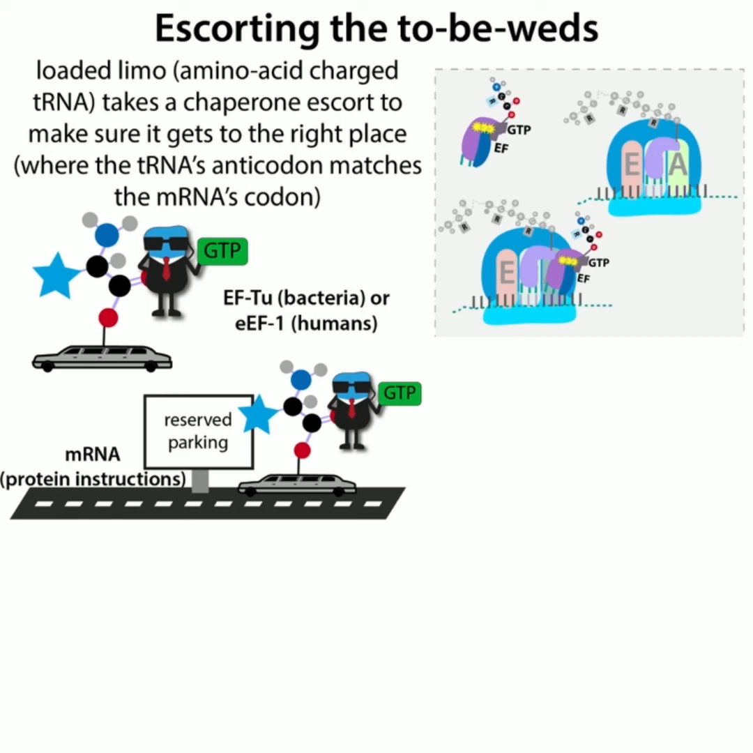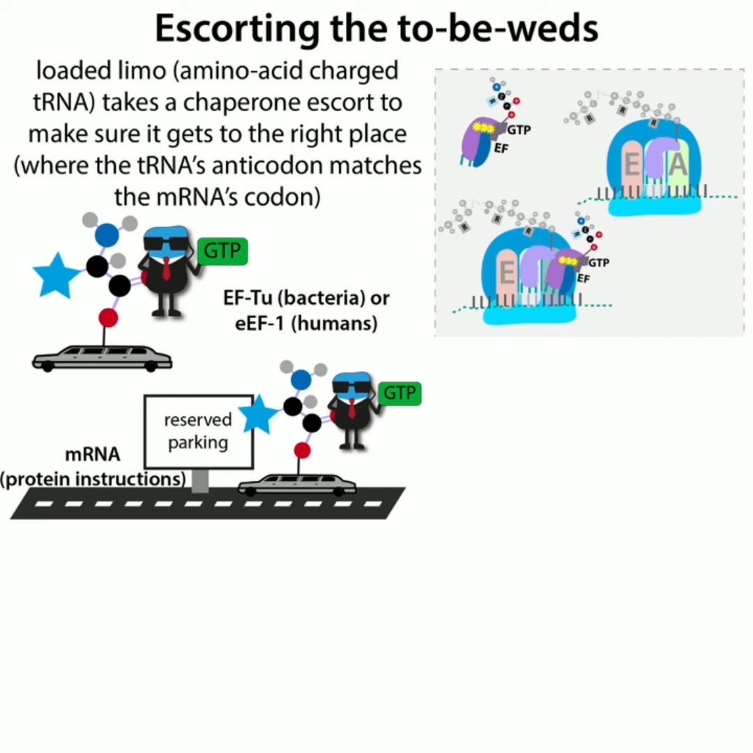So we have that loaded limo, so our amino acid charged tRNA. And in order to get to the ribosome, remember it has that anticodon, which is like its license plate. And the mRNA has these codons, which are like reserved parking spots for that specific license plate.